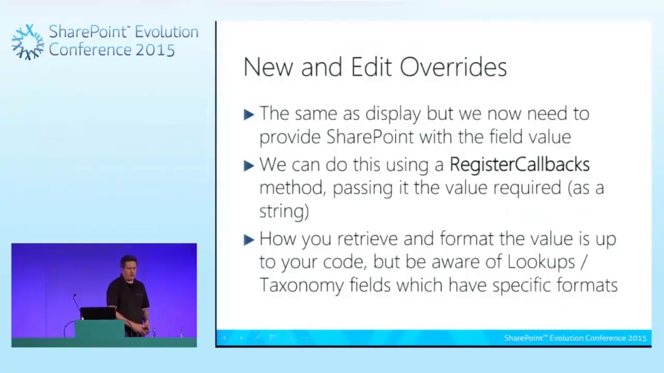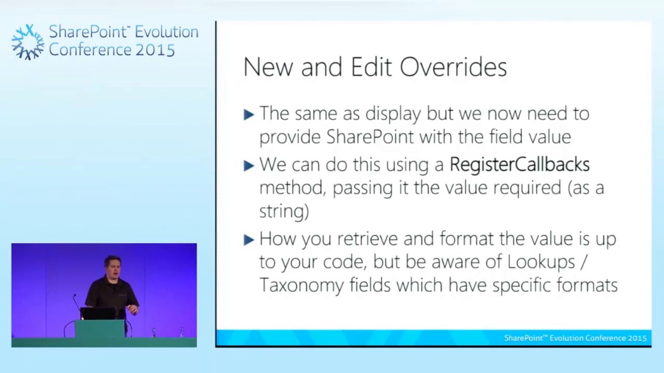This is where things get a little bit more interesting. So this is exactly the same as before, but now we need to provide SharePoint with the field value if someone tries to save the list item. And again, this is all handled client-side, it's all handled through JavaScript. Now we do this by using a register callbacks function, which SharePoint provides. We basically use that to give it a function that says, hey, if you want to get the value of this field, go and ask this function over here, and it's going to return the value for you. And that value will be returned as a string.